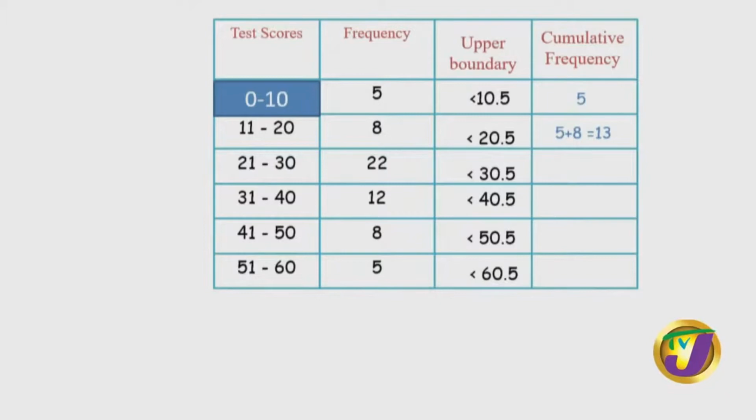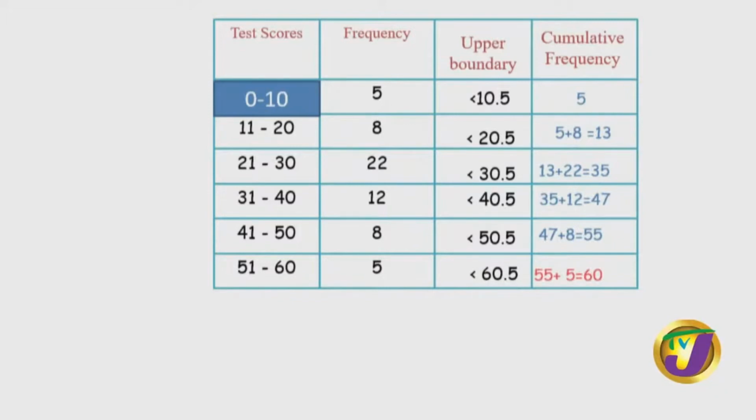All right, so for the third class, we're continuing. It will be 13 plus 22, which gives us 35. And we continue. 35 plus 12 gives us 47. 47 plus 8 gives us 55. And then the crucial one, this last one, 55 plus 5 gives us 60.